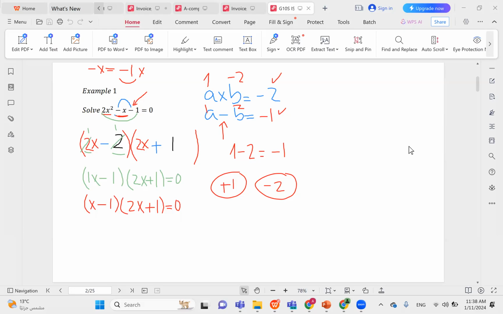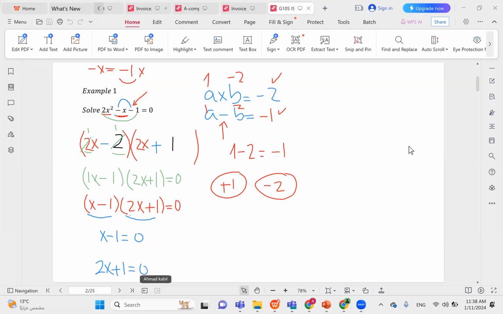All we have to do now is to solve this equation. How do we solve it? Simply by solving each bracket on its own. So if you have two brackets multiplied by each other, giving you 0, all you have to do is to solve each bracket on its own. So either x minus 1 equals 0 or 2x plus 1 equals 0.